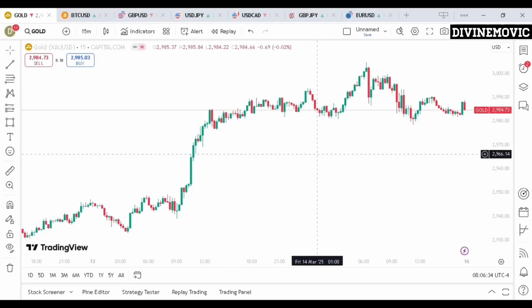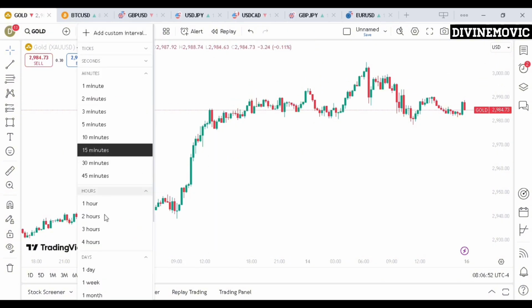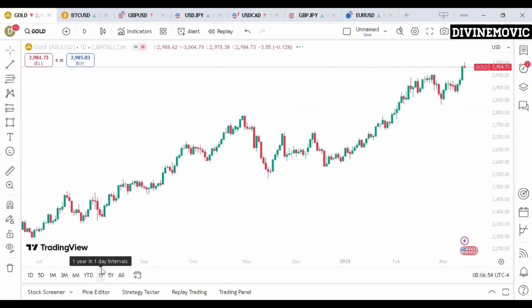One of the ways to simply analyze gold is by understanding what gold is doing on the higher time frame. The higher time frame we're going to be using would be the daily time frame. On the daily time frame, we are simply trying to identify two things: direction and the key level. And for us to identify this direction and key level, we want to simply use support and resistance.